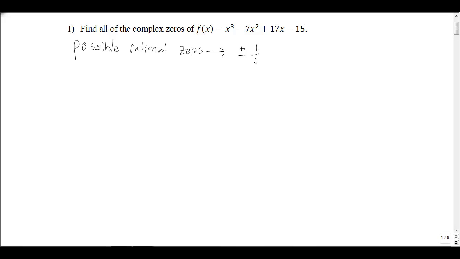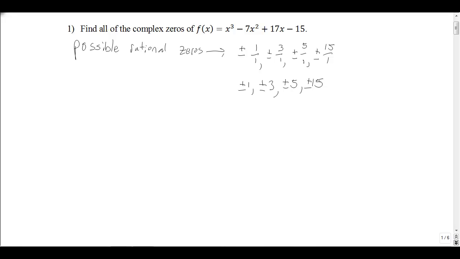So, factors of 15, I could get plus or minus 1 over 1. Another factor of 15 would be 3 over 1. Another would be 5 over 1. Another would be 15 over 1. So that's really plus or minus 1, plus or minus 3, plus or minus 5, plus or minus 15. So we have 8 possible rational zeros.